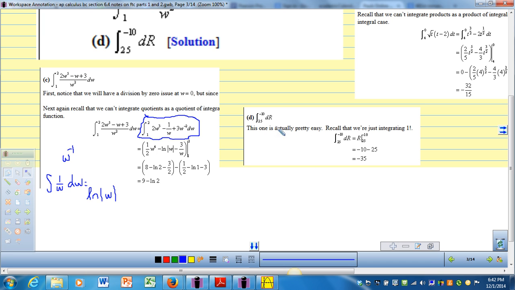And then finally, the definite integral from 25 to negative 10 of dr. We need to remember that that's not just dr, it is 1 dr. So we have to ask ourselves, what did I start with to get 1 as my derivative? And I must have started with r. So we get r evaluated between 25 and 10. The 10 goes in first. Then we evaluate r at 25, and we subtract to get negative 35.